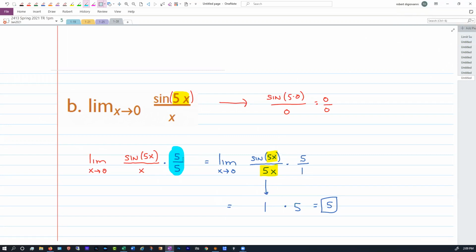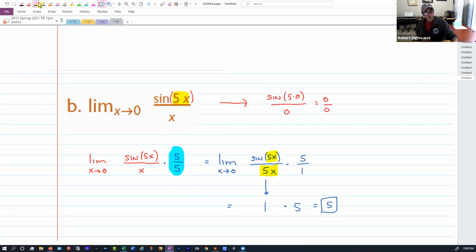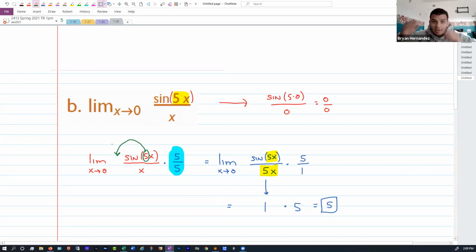Now, I know somebody's probably sitting there asking themselves, or wants to ask, why didn't we just take this 5 and pull the 5 out? Yeah, that's what I was going to say. That's what I was wondering. The reason you can't do that is because that's not the way sine functions work. That's not the way trig functions work. You can't pull numbers out.